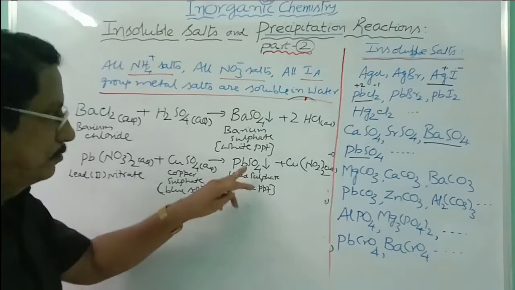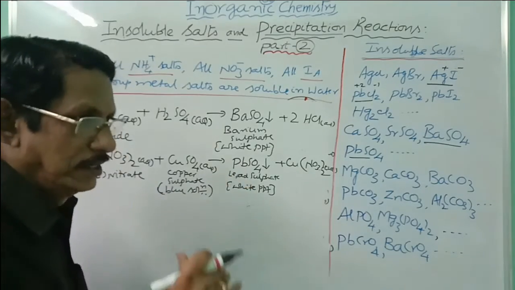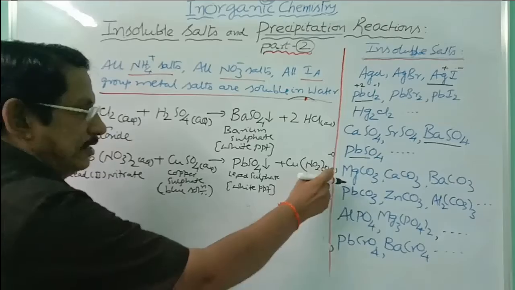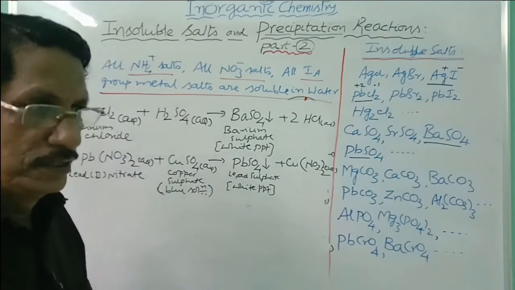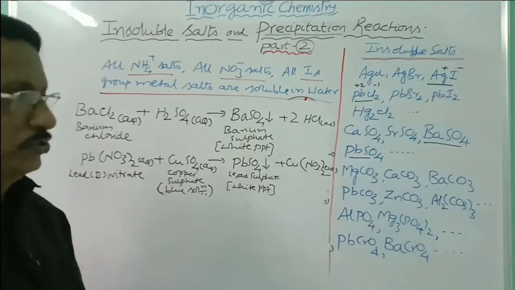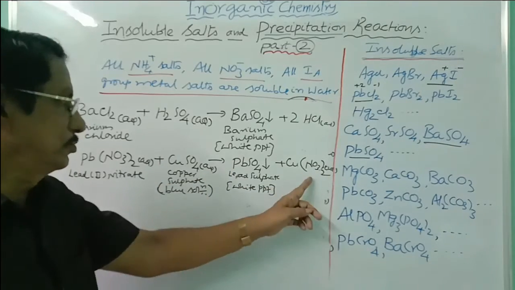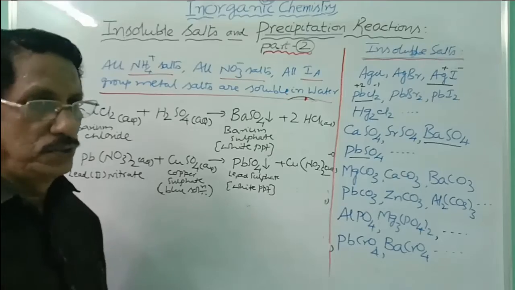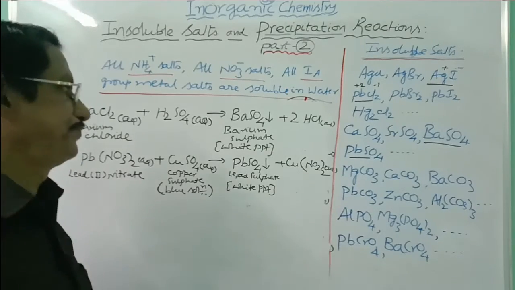If you observe, this precipitate will be white in color. Above it the solution is present, that is copper nitrate. Copper nitrate is blue in color. So above the precipitate, the clear solution is blue, that is copper nitrate solution. Copper sulfate is blue, copper nitrate is blue, copper carbonate is green.